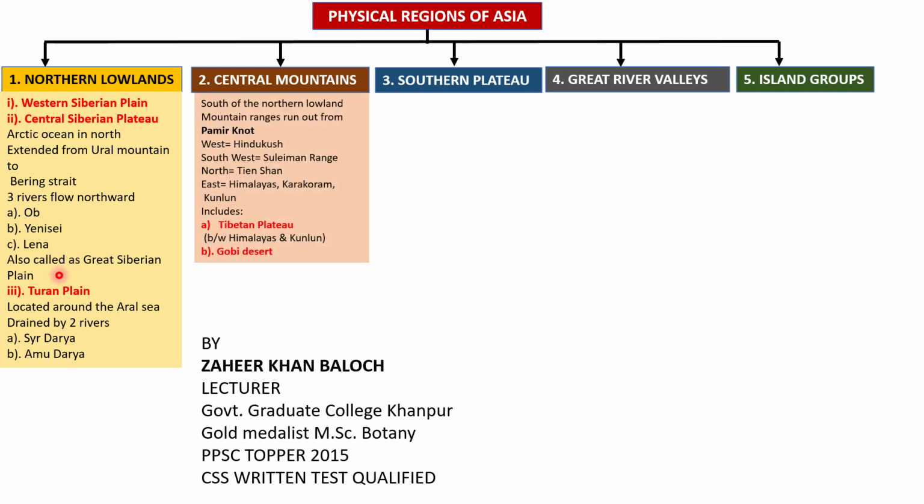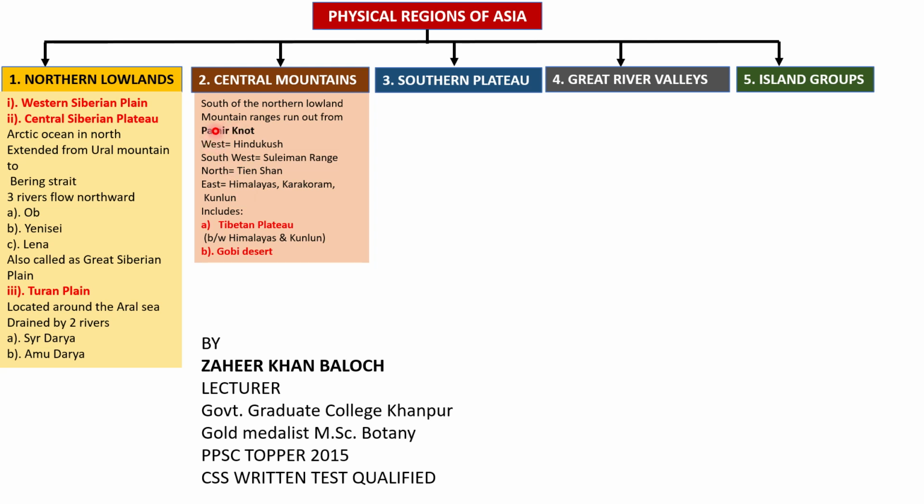Second is the Central Mountains and the Central Plateau. South of the northern lowland are the Central Mountain regions. There are two knots, Pamir Knot and Armenian Knot. We can explain them one by one in the next slides.